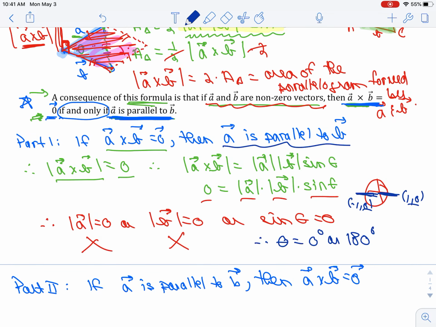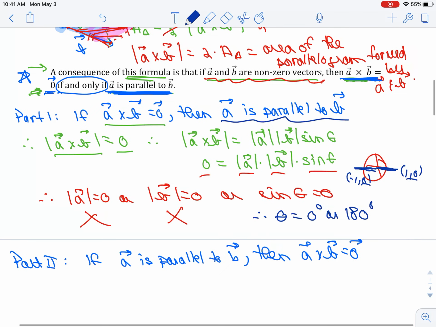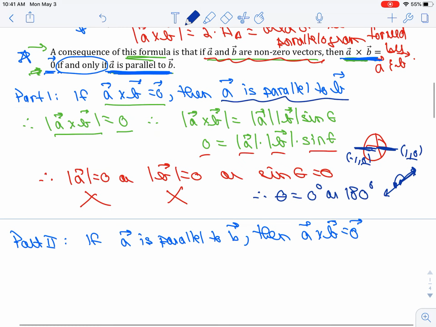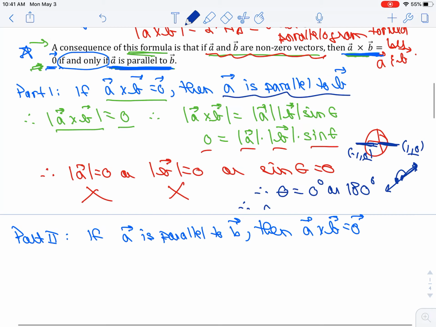Well, what are we trying to prove? Remember, we were trying to prove that A and B are parallel. Well, if we have two vectors that have an angle between them of 0 degrees, then that means they're going in the same direction, which means they're parallel. If they have an angle between them of 180 degrees, then that means they're going in opposite directions on the same line. Therefore, they are parallel. So we can say, therefore, vector A is parallel to vector B. And that's what we wanted to show.